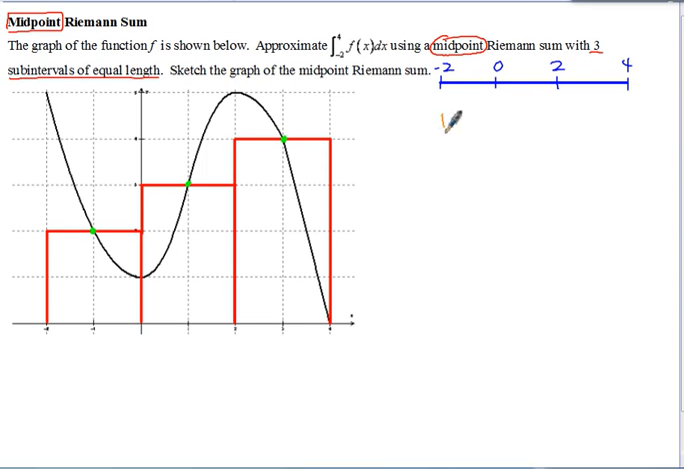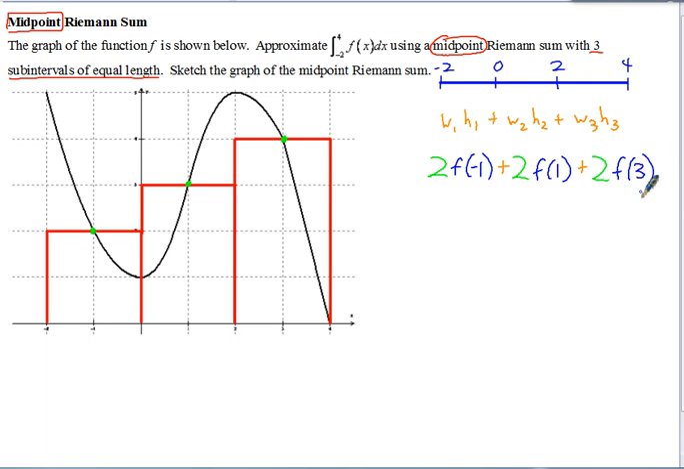So again, they're still rectangles, so we're still doing width times height plus width times height plus width times height of each of the rectangles. And again, the widths, we already figured out each subinterval is 2 in this case. 2 times f, this time the height comes from the midpoint, f of -1, plus 2 is the width, and the midpoint of the second subinterval was f of 1. Plus 2 times the height comes from the midpoint of the third subinterval, which is at 3, so f of 3. And using the graph here, we can actually tell what these values are. f of -1, that's 2, the height of our first rectangle, plus f of 1, right here is a 3, plus 2 times f of 3 is at 4.